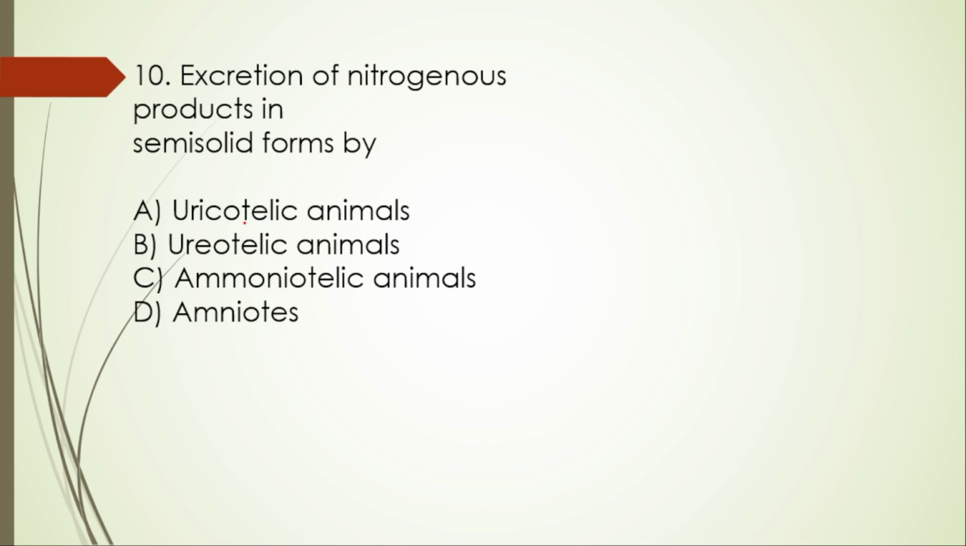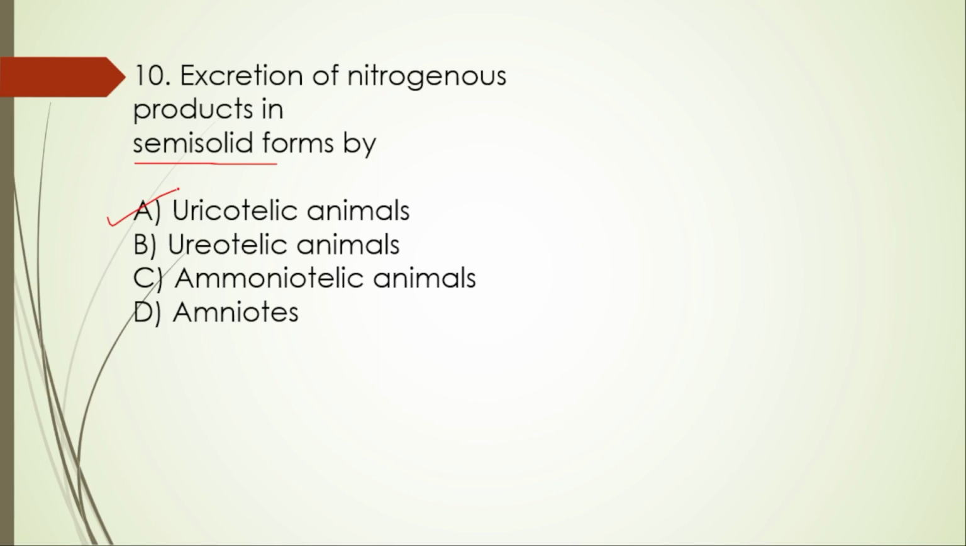10th question. Excretion of nitrogenous products in semi-solid form is by A, uricotelic animals, B, ureotelic animals, C, ammonotelic animals, and then D, ammoniotes. So here the right option is uricotelic animals, that is A.